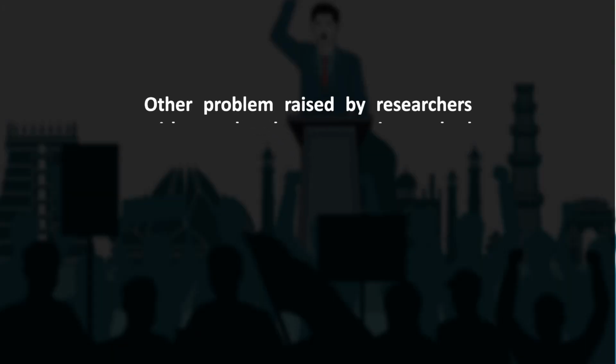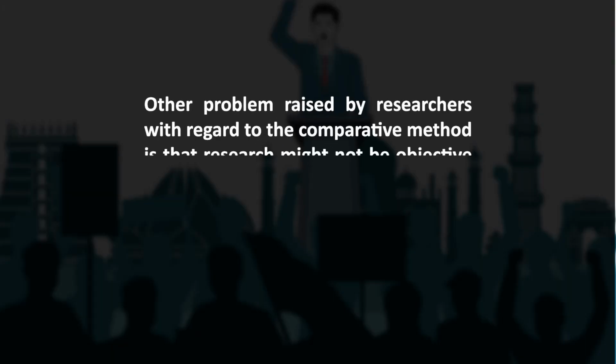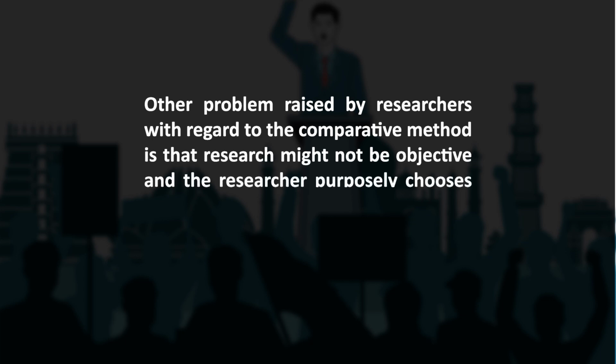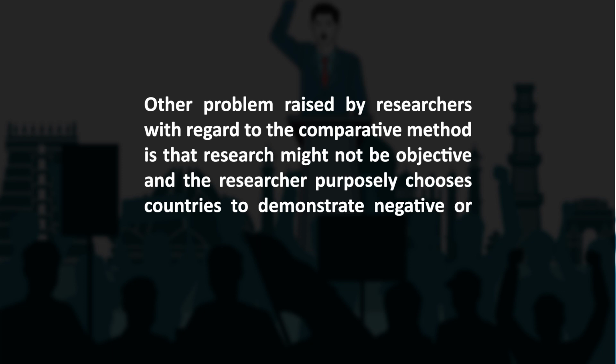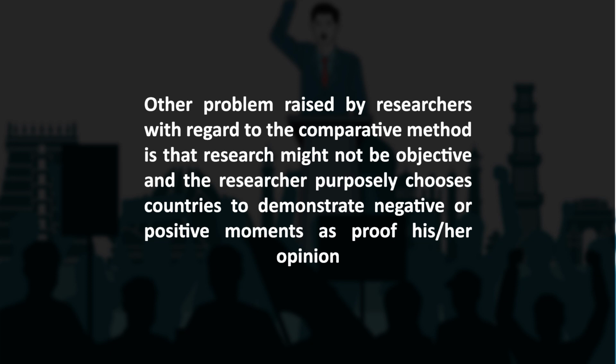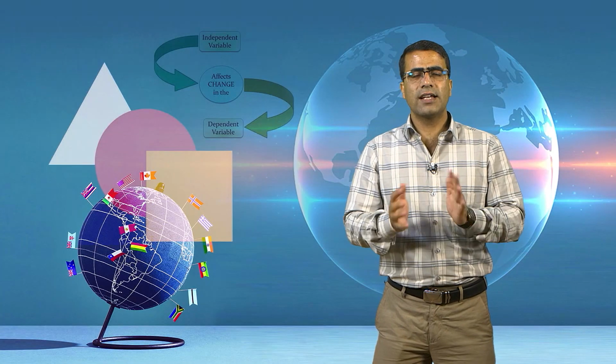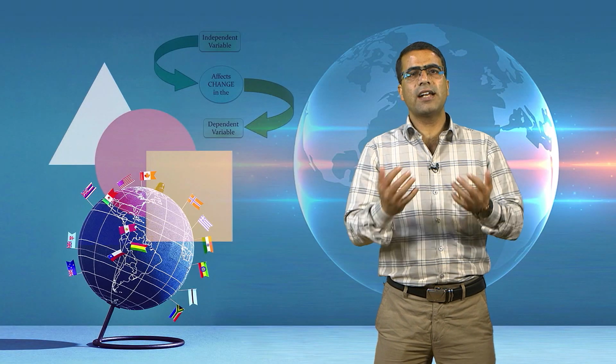The other problem raised by researchers with regard to the comparative method is that research might not be objective and that the researcher purposely chooses countries to demonstrate negative or positive moments as proof for his or her opinion. For example, consider a proposition that countries with weak trade unions are more economically effective than countries with strong trade unions. Here, the trade unionists and, on the opposite side, managing directors have a political point to make. So, more than likely, their conclusions might completely diverge.